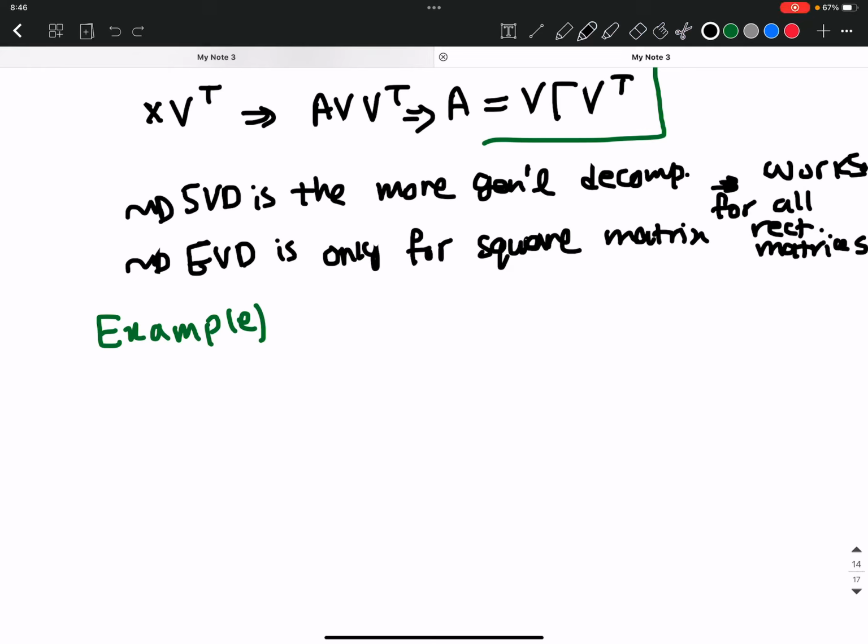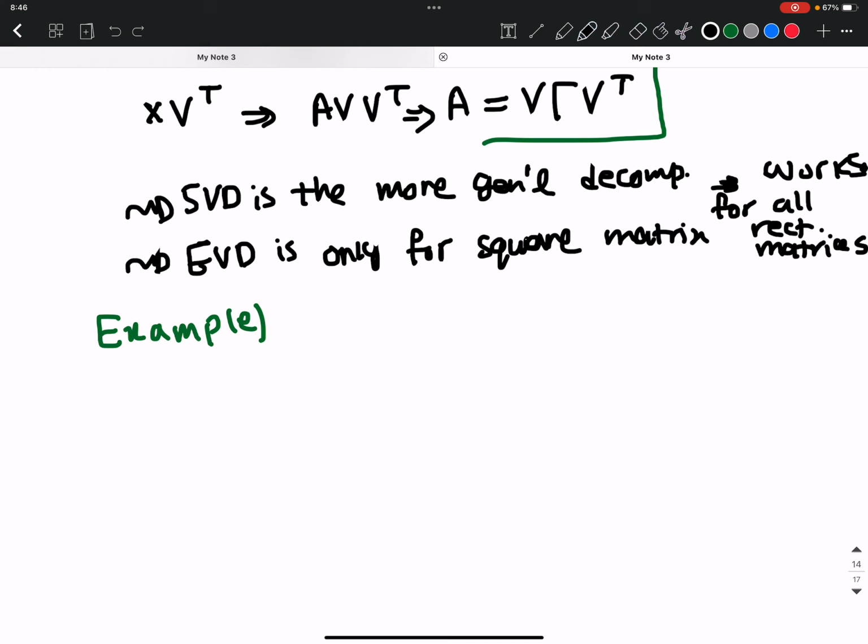Hello everyone, in this lecture I'm going to solve one example of SVD, singular value decomposition, and see how we can actually use that. And after that I'm going to talk about principal component analysis and how it is related to SVD. Okay, so let's get started.